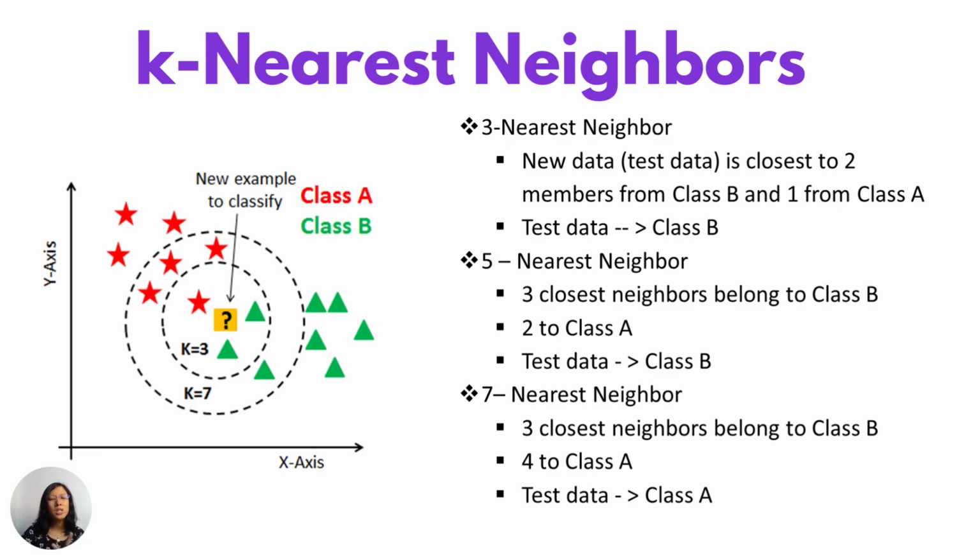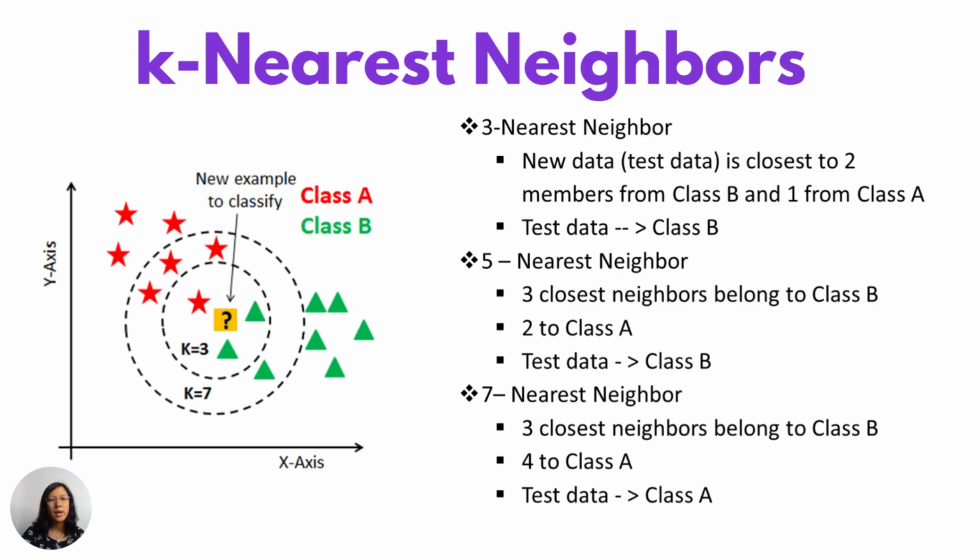Now let's look at the five nearest neighbor approach. If you take the five nearest neighbors, there are three green triangles closest to the yellow box, and two red stars close to the new data. So three from class B, two from class A. So this yellow box will still belong to class B.